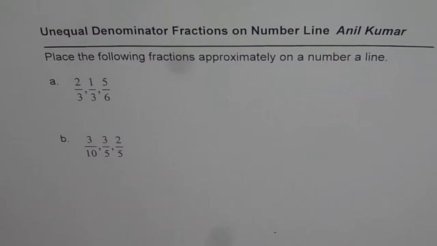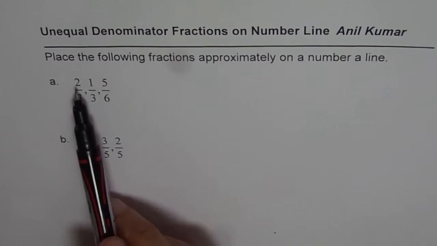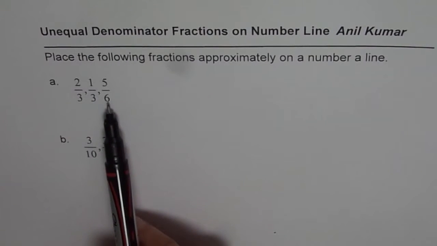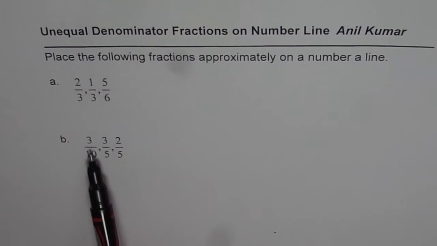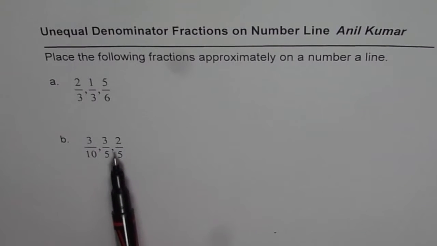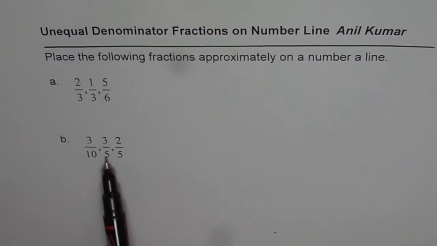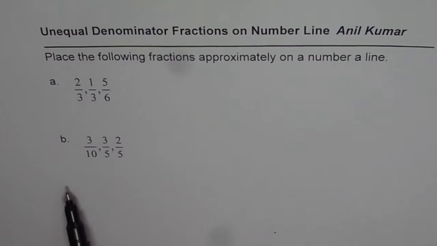You need to place the following fractions approximately on a number line. The first set is 2 over 3, 1 over 3, and 5 over 6. These are the three different fractions. The second set of fractions is 3 over 10, 3 over 5, and 2 over 5. You can arrange them on a number line.